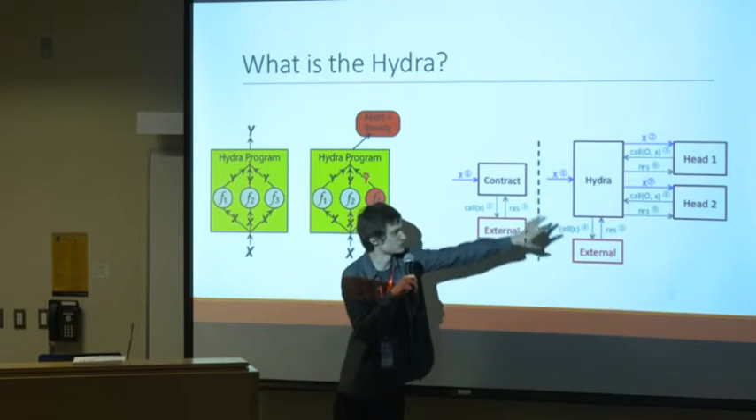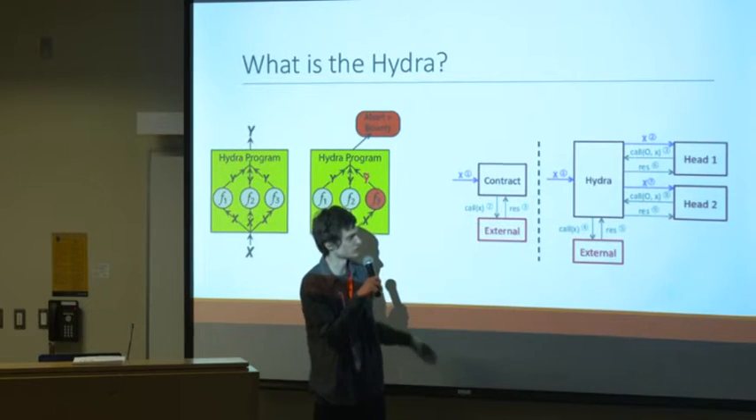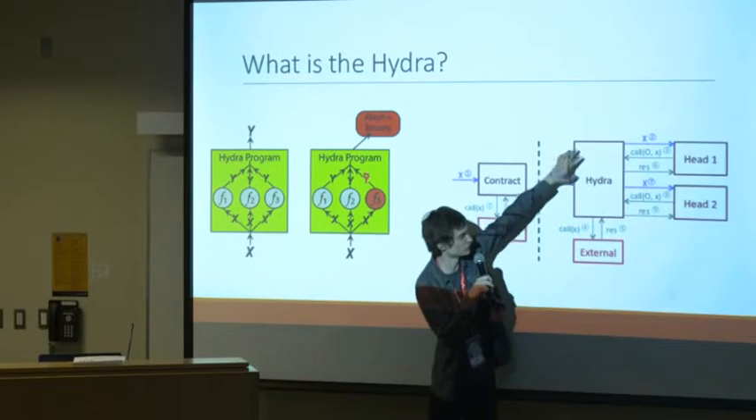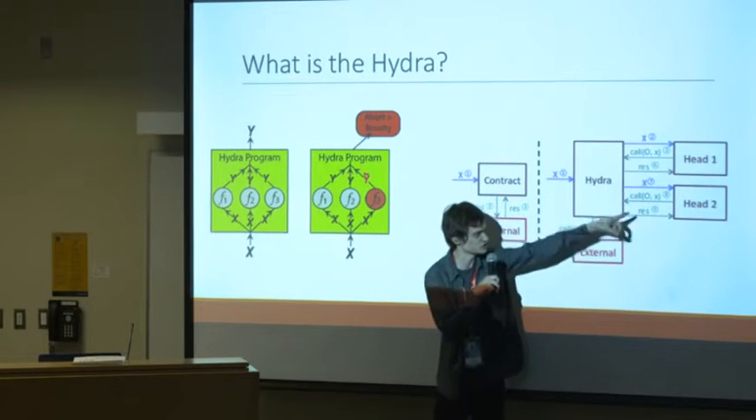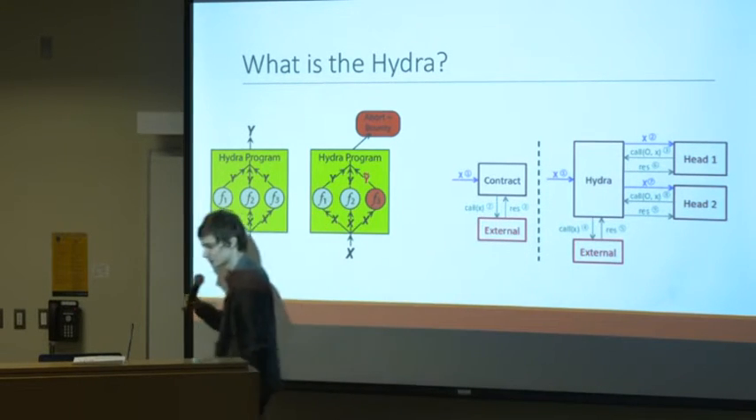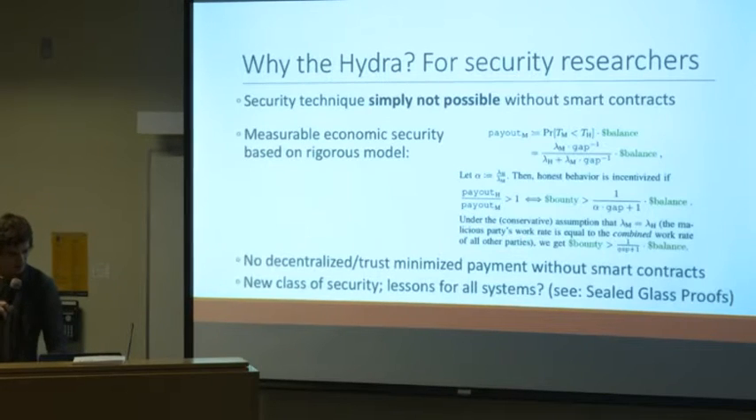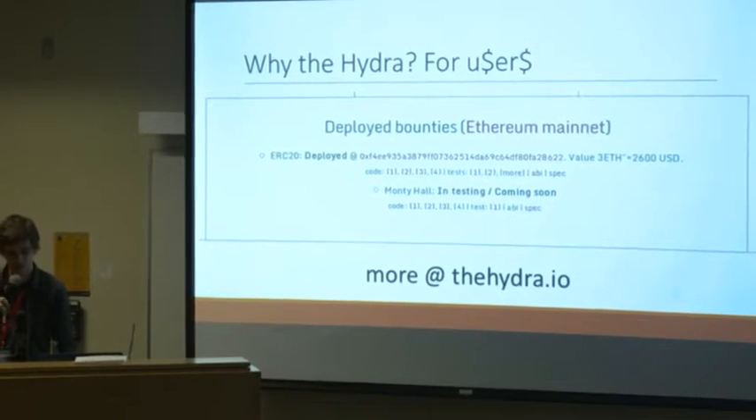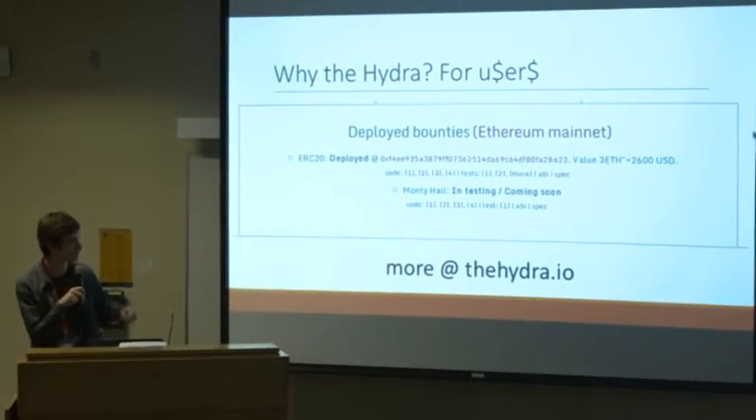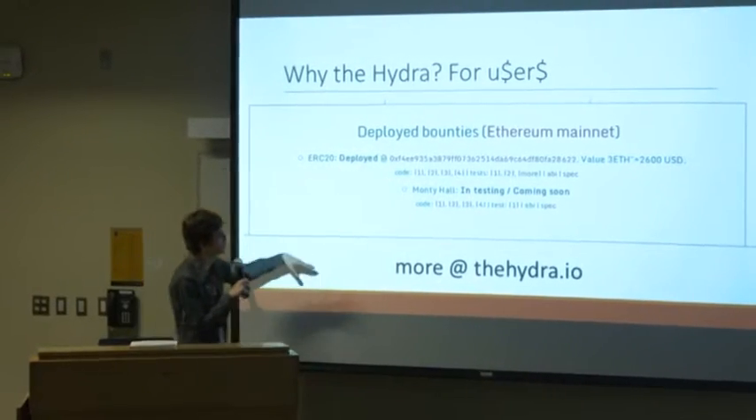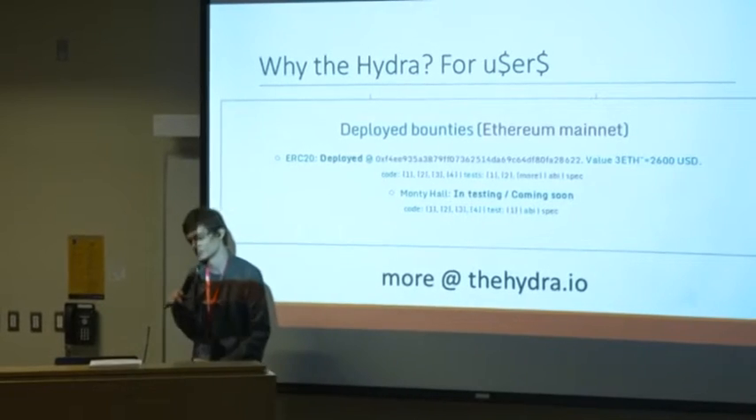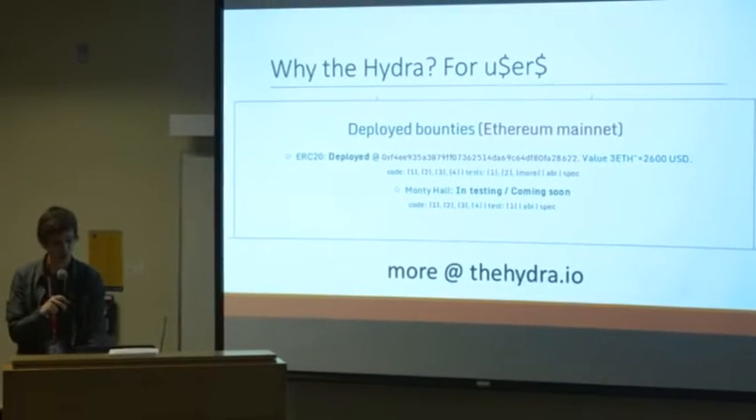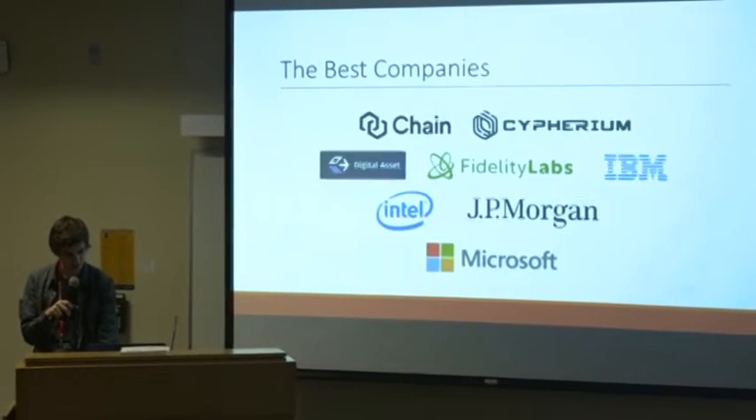There are also schemes that you can do to deal with external calls. So when there is an external call, we have the Hydra contract multiplex it and cache the result, and feed it to the heads, which is beyond the scope of this talk. But it's interesting because we have launched a bounty on the Ethereum mainnet worth $2,600 for users. So you can go today and try to crack our ERC-20, which is composed of four different independently developed versions. And we're going to be announcing more soon for this project.